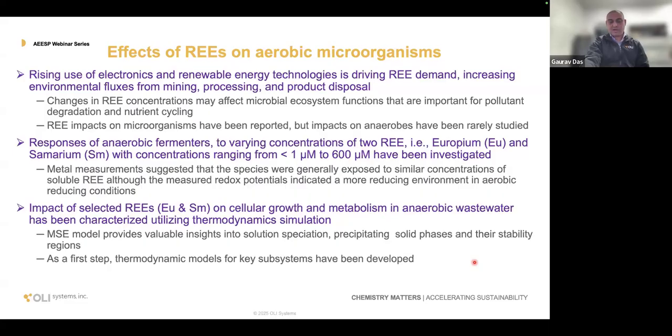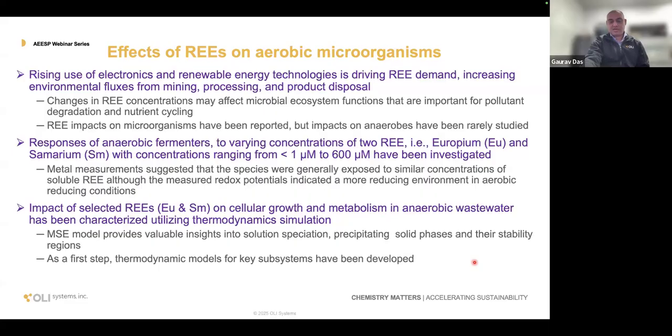What we investigated was whether the bioavailability of some of these rare earth elements could adversely affect anaerobic bacterial function, such as their cellular growth or metabolism. Anaerobic conditions are highly reducing, and redox potential plays a role in changing the redox states of some of the elements.